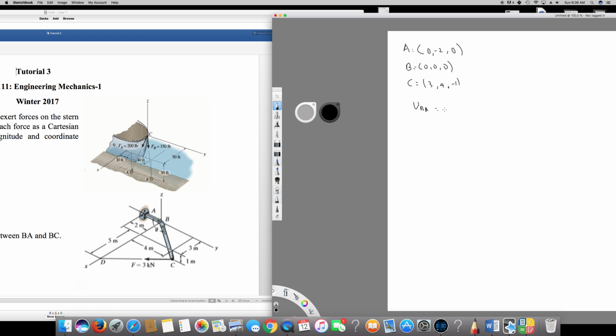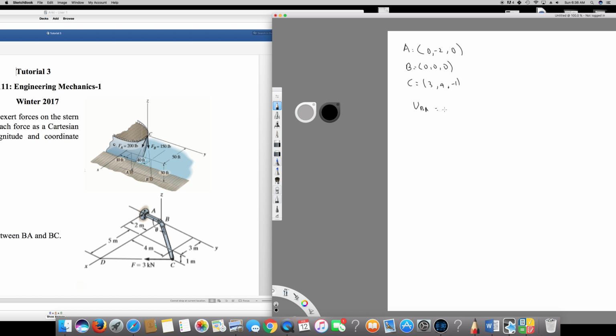And if I calculate UBC, UBC is going to be equal to BC over magnitude of BC, and BC means C minus B. 3 minus 0 is going to be 3i, and 4 minus 0 is going to be 4j, and minus 1 minus 0 is going to be minus 1k, divided by square root of 3 squared plus 4 squared plus minus 1 squared.